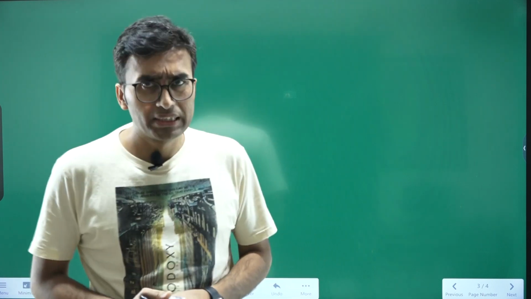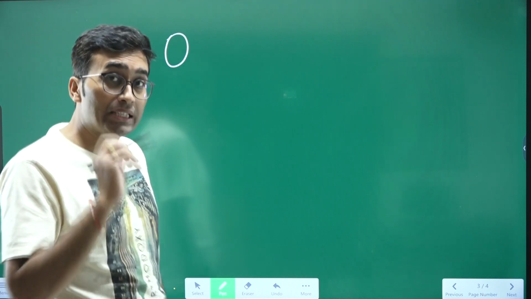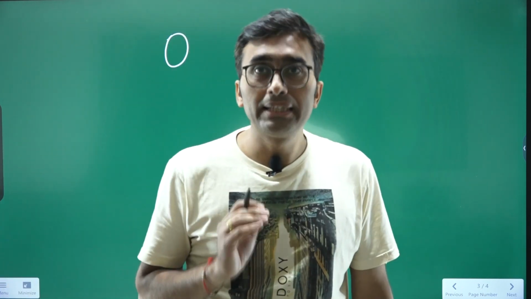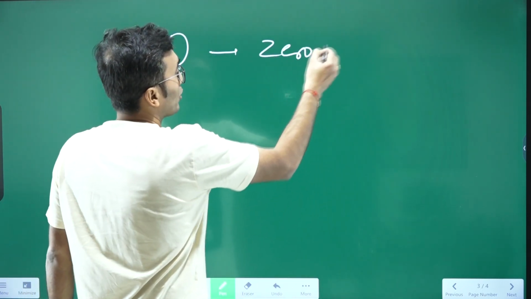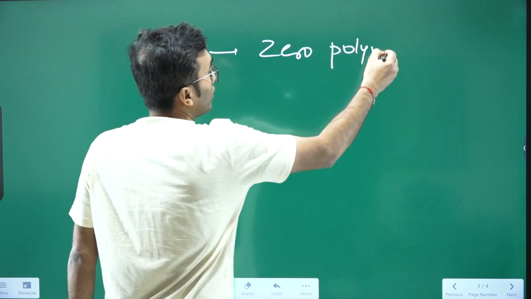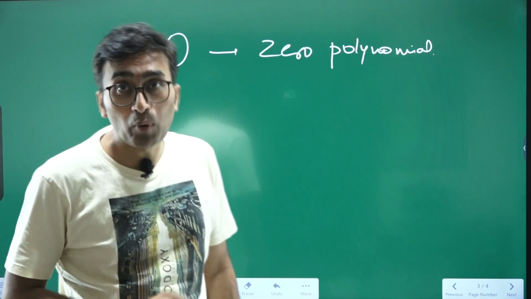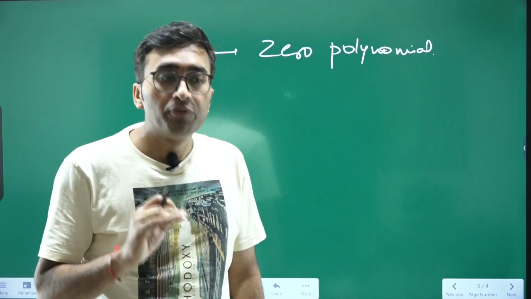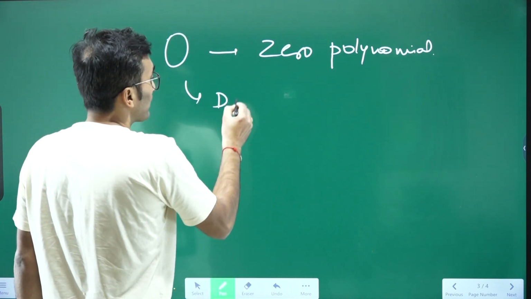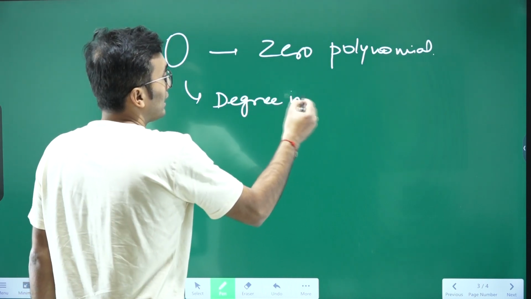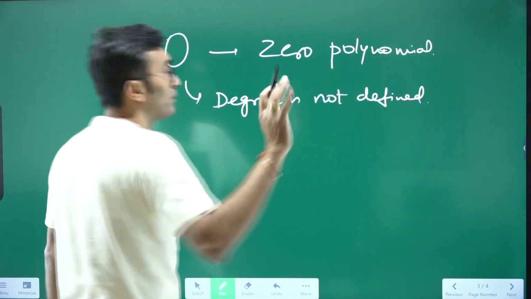Now let's take one more example. If I write 0, only 0. So is it a polynomial? Yes, it's a polynomial, but its name is written as zero polynomial. So what will be the degree of this polynomial? The degree of this polynomial is not defined.